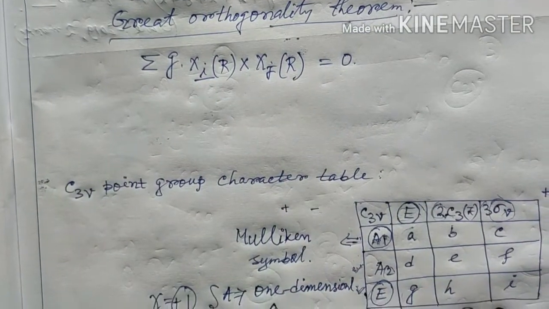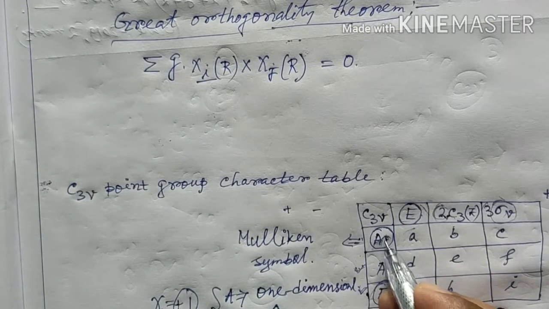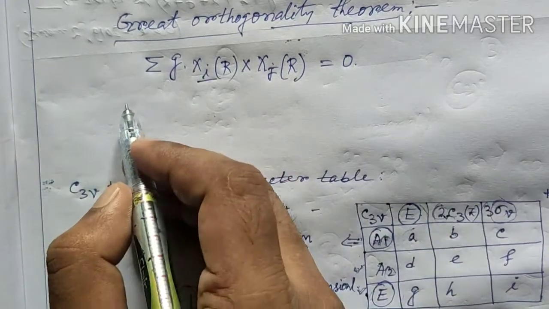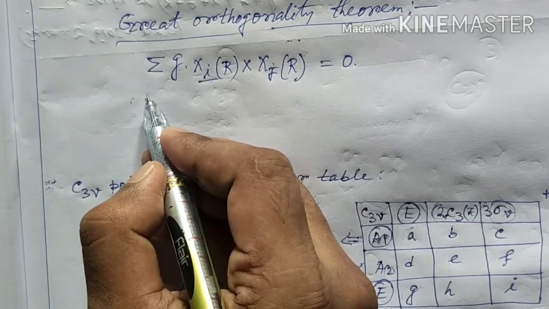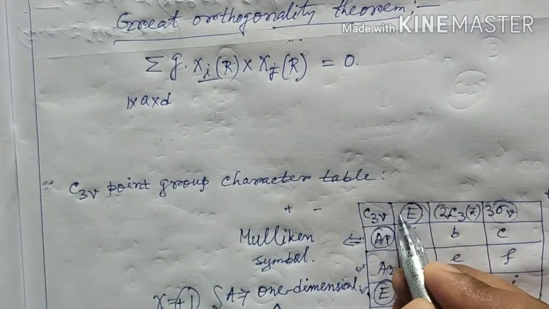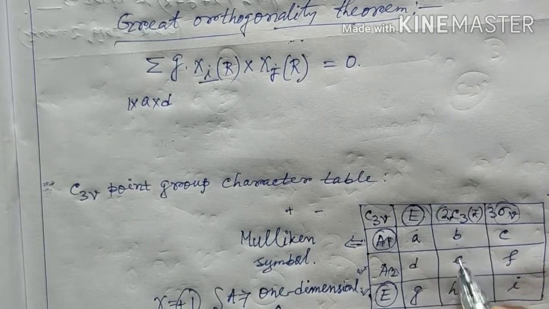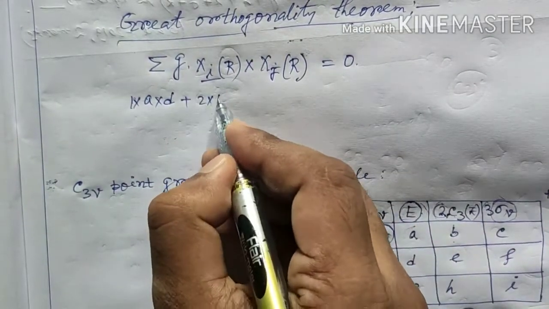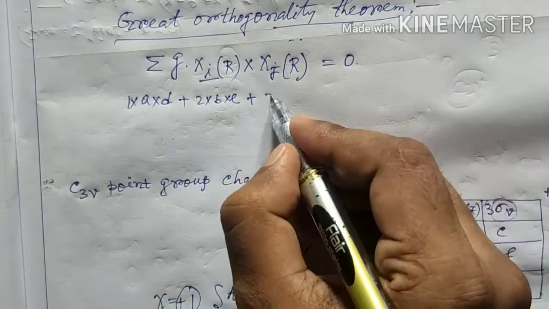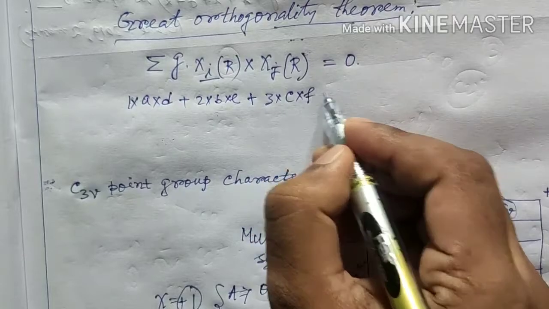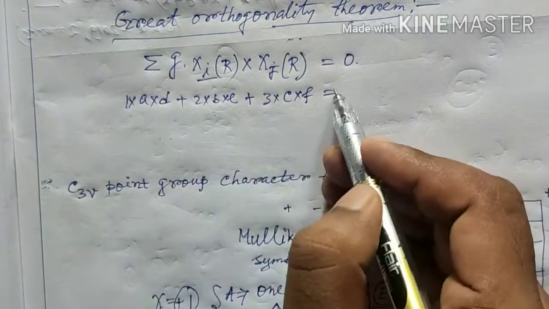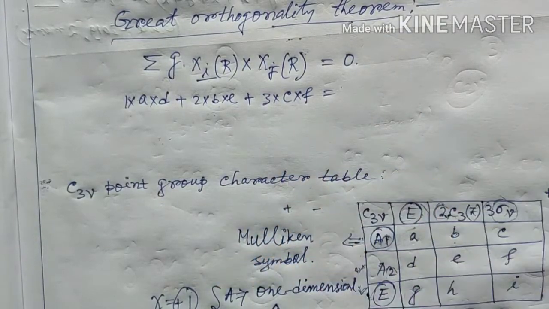That means if we sum up the characters corresponding to the A1 and A2 irreducible representations, then it will be a into d, since here the prefix is 1. In this case, 2 into b into e plus 3 into c into f. Let's see what is the result of this calculation. It should be 0, and let's see whether it is 0 or not.